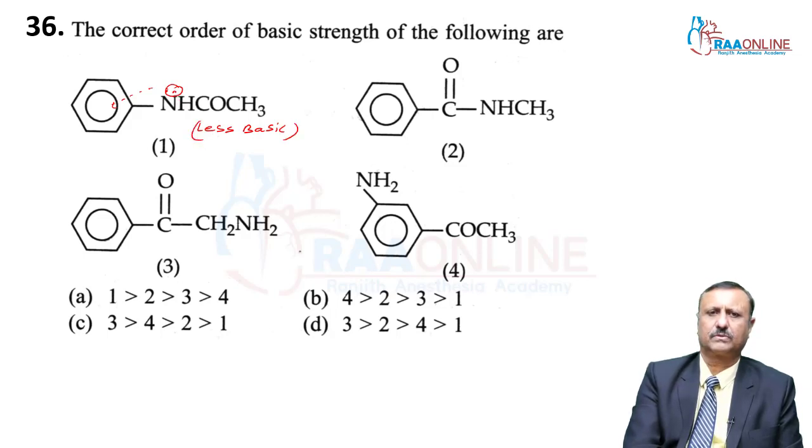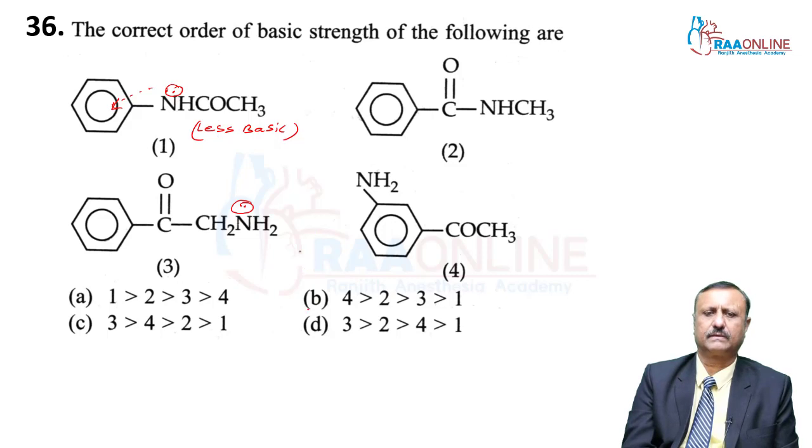Here the lone pair of electrons is given to the nitrogen, so it's less basic. Here you can see CH2NH2, it's more basic because the nitrogen atom is not going into direct resonance with the benzene ring. Here this nitrogen's lone pair of electrons goes into the benzene ring.